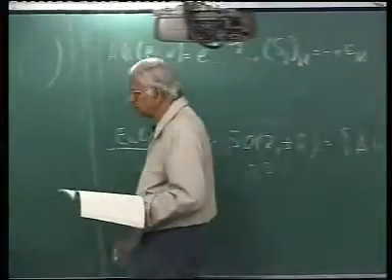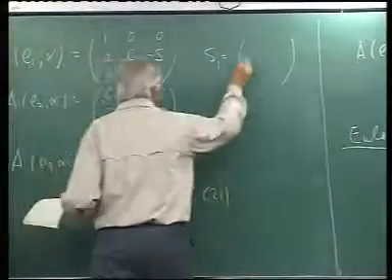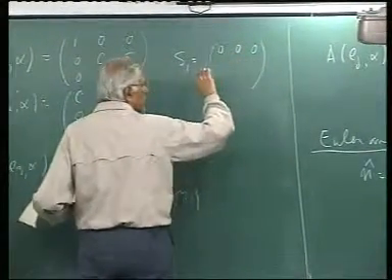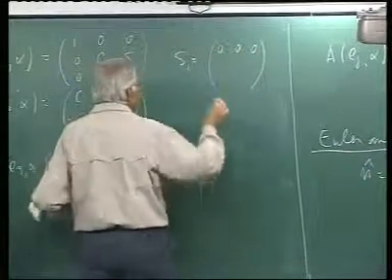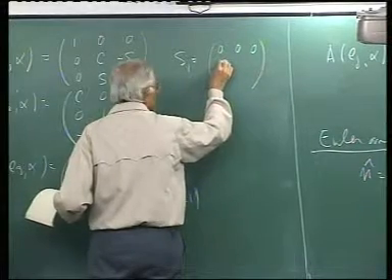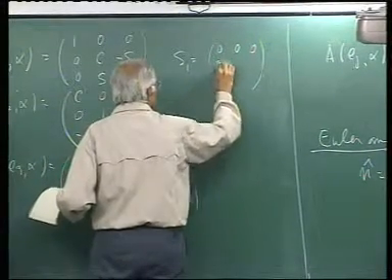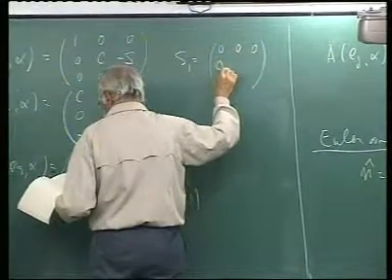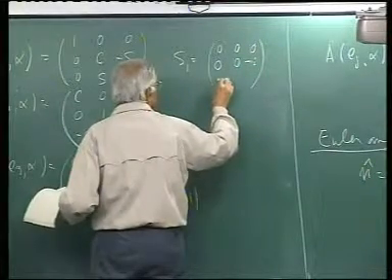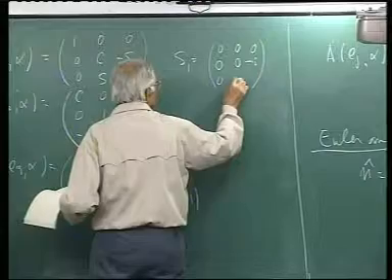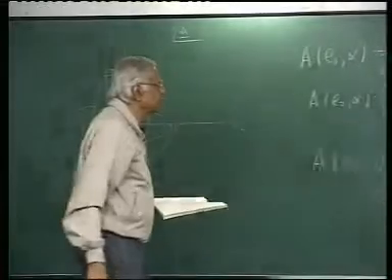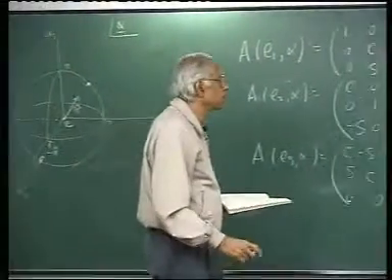What is the 1, 1 matrix element of S1? 0. 1, 2, 1, 3. Yeah. How do you know so fast? Correct. 2, 1. 2, 2. 2, 3, minus i. 3, 1. 3, 2. 3, 3, 0. Similarly, you can write down S2 and S3 also.